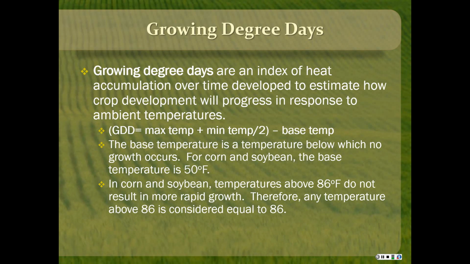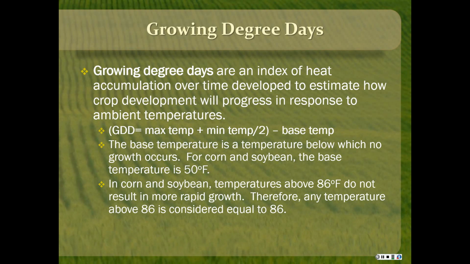But also in some plants like corn and soybean, temperatures above 86 don't result in more rapid growth. If it's really hot, like 100 degrees or whatever, that plant isn't going to grow faster. It's just going to sit there and kind of be dormant for that day. So in that case, when you do the equation, any temperature above 86 would be considered equal to 86, and then the degree days are just figured for each day.